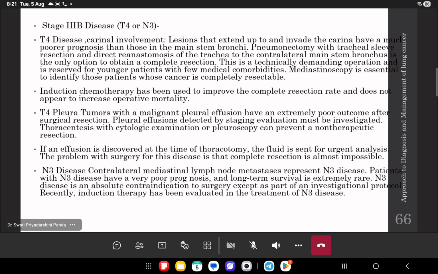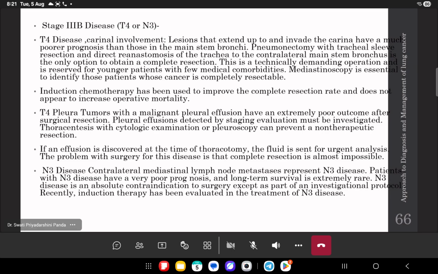Thoracocentesis with cytologic examination or pleuroscopy can prevent a non-therapeutic resection. If an effusion is discovered at the time of thoracotomy, the fluid is to be sent for urgent analysis. The problem with the surgery for this disease is that complete resection is almost impossible.